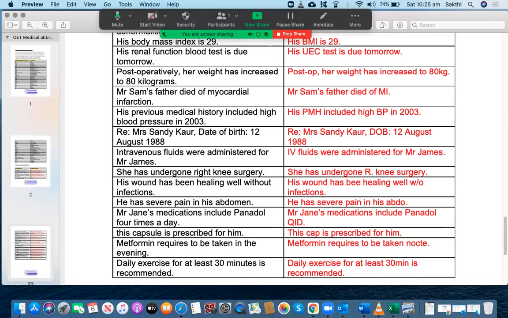And look at this. IV fluids were administered for James. You have to expand it. You have to write intravenous fluids were administered for Mr. James. She has undergone R knee surgery. That's wrong. You have to expand R. She has undergone right knee surgery.